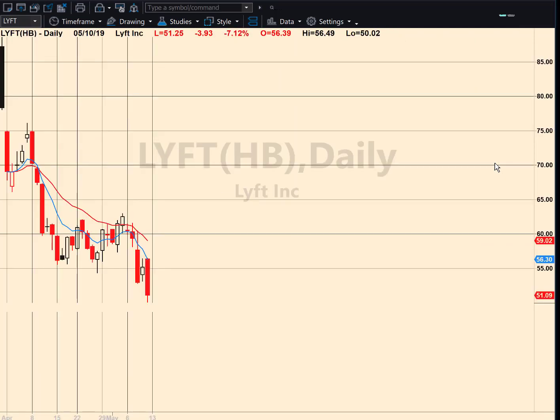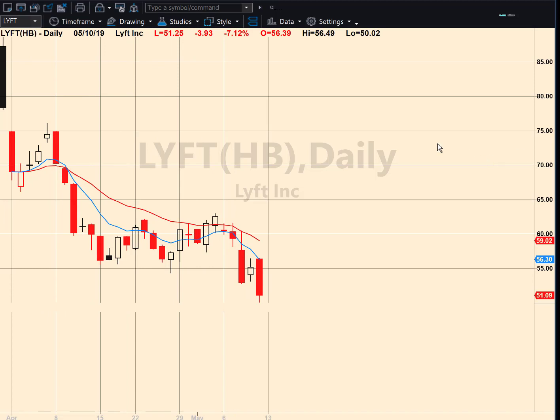Here is Lyft on a daily chart. If I zoom in, it came down, came up, and now it's just trending lower. It's at 51 bucks. It was as high as 75.